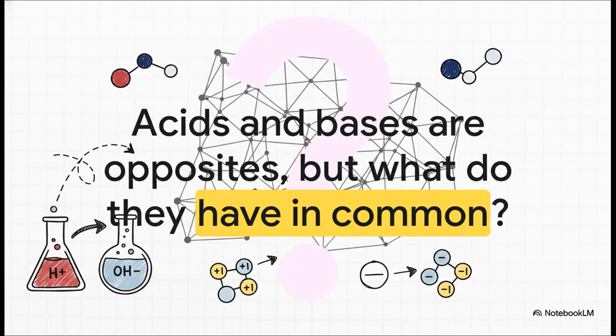And now, to end our class today, I will leave you with a question to think about. We have seen that acids and bases are opposites, and they react with each other. But is there anything that is common to all acids? And is there something that is common to all bases? Think about this, and we will discuss the answer in our next lesson.